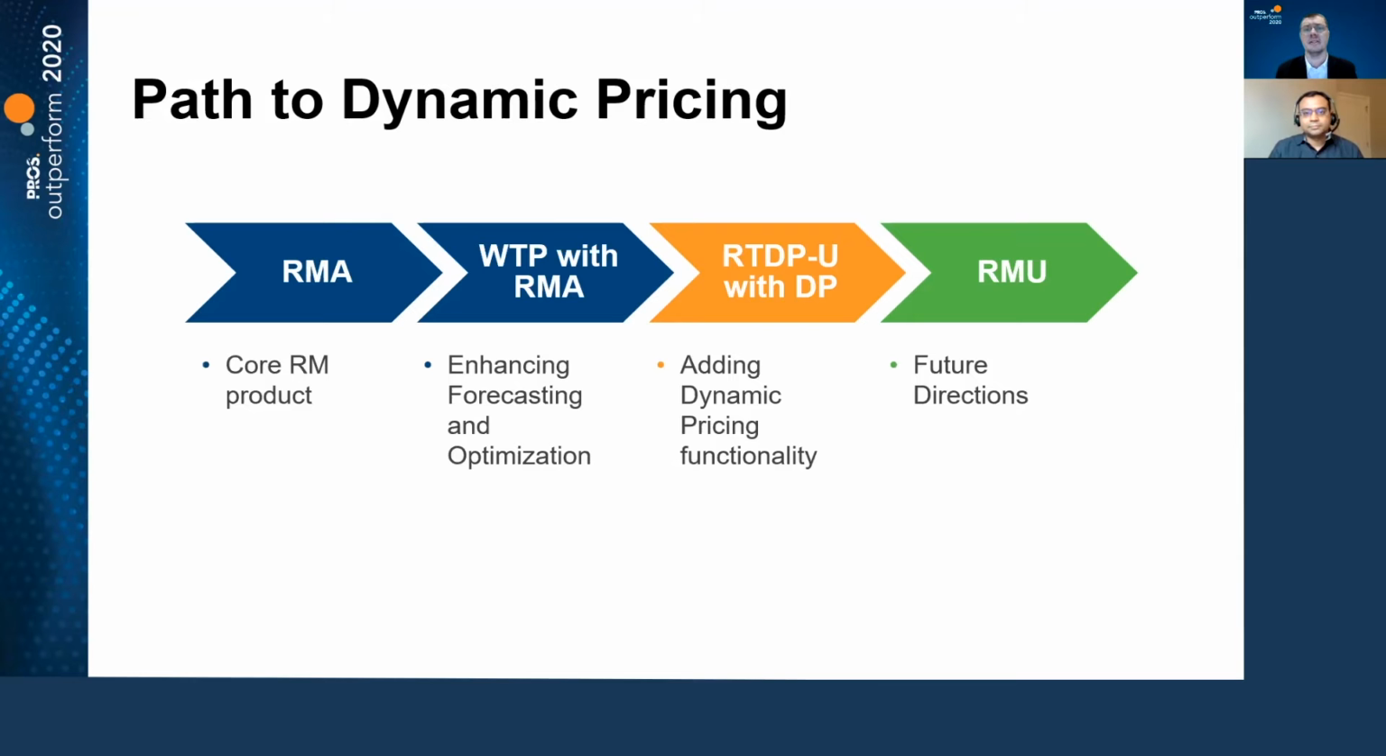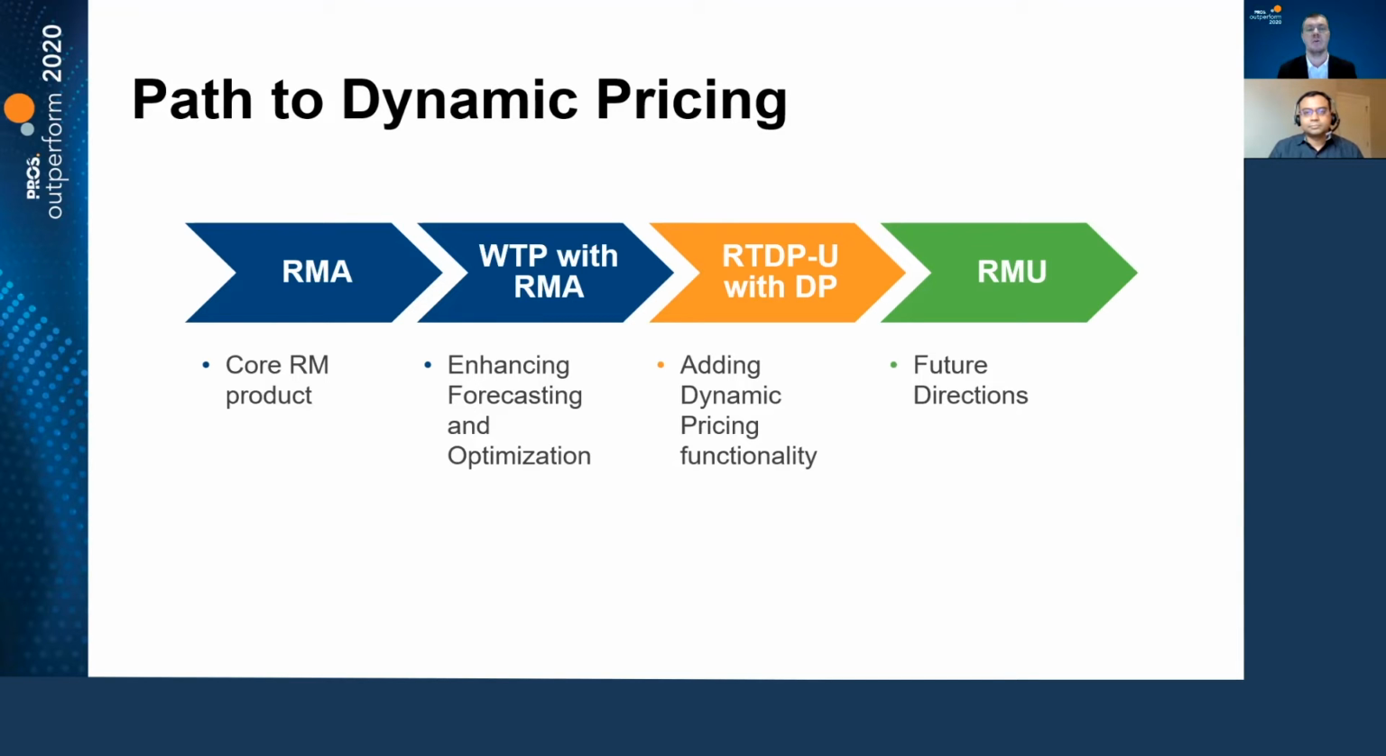At PROS we see that there are many different uses for these different types of dynamic pricing, and that there can be a progression that airlines can take. Here we show the different products and functionality that an airline can enable so that they can realize different stages of, and different types of, dynamic pricing.